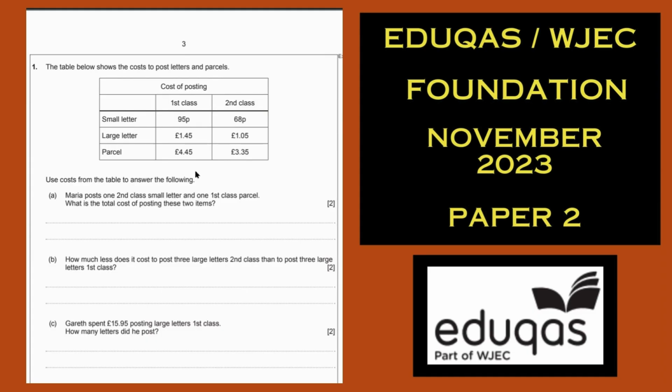From the table, it's all about picking the right thing at the right time. Use your highlighter pens, those of you that get nagged for that, or underline, or just make sure you indicate somehow that you're picking the right one at the right time. Wants to post 1 second class small letter. There we go. And 1 first class parcel.